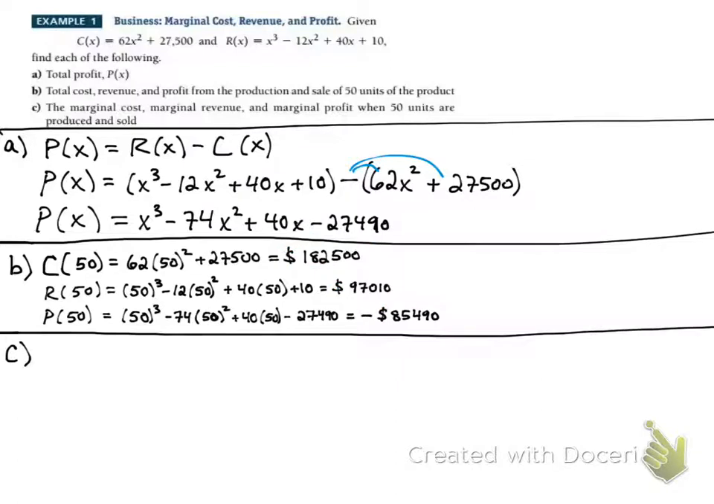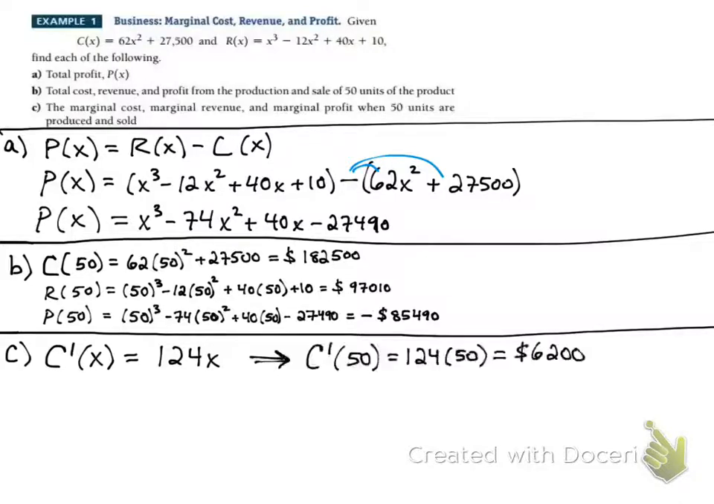Now in part C, we want to find the marginal cost, revenue, and profit when 50 units are produced and sold. So we need to find the derivative of the cost function, profit, and revenue functions, and then we can just evaluate each of those derivatives at 50. First of all, C prime of x equals 124 times x. So now we plug in 50. So we get 6,200. This represents the approximate cost of producing the 51st item.